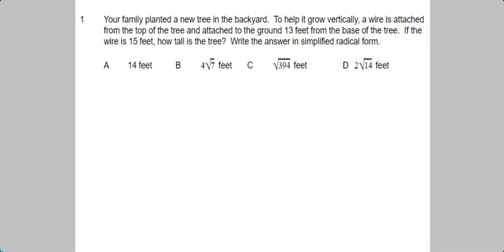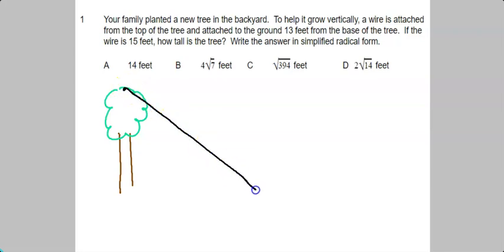So let's go ahead and start drawing our picture here. All right, tree. Yay. All right, so that's the vertical part, and then it says a wire is attached to the top of the tree to the ground. So obviously this is the ground, this is our wire, and this is our tree.